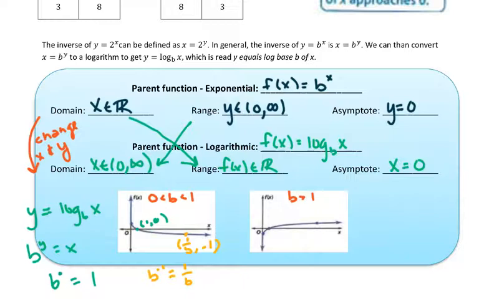Okay. Then for this point here, where the y value is 1, b to the first power is just going to be b. So this point is at (b, 1). Now you might notice that there is an error on my key. I just realized that with that third point, the yellow one, it should be (1/b, -1).